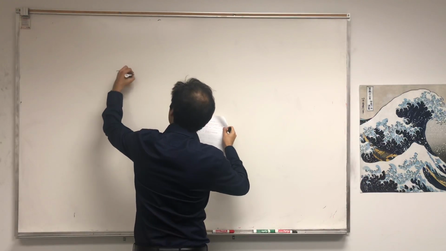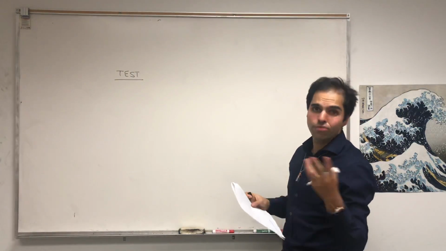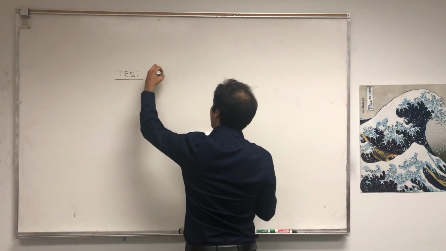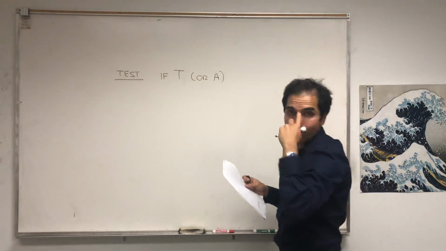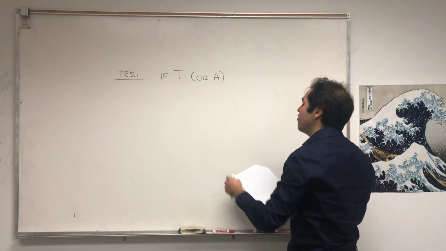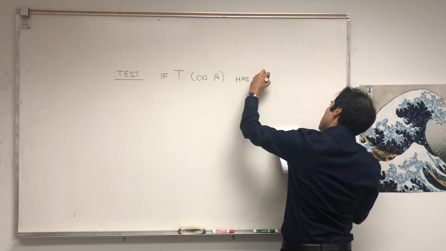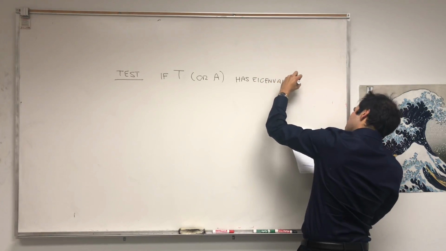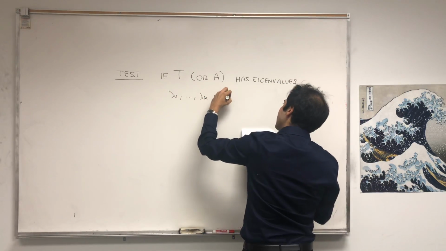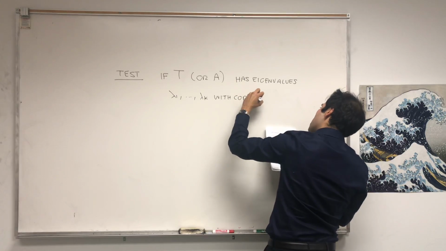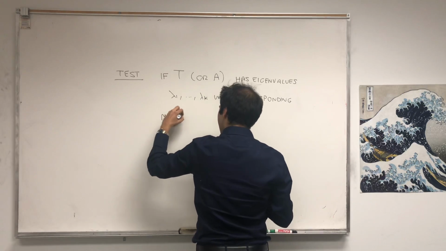Namely, today I will mainly do it for linear transformations, but everything else works for matrices. So suppose T or A, a linear transformation from a finite dimensional vector space to itself, or an n by n matrix, has eigenvalues lambda 1 up to lambda k with corresponding multiplicities. And I'll define all those terms, so don't worry.